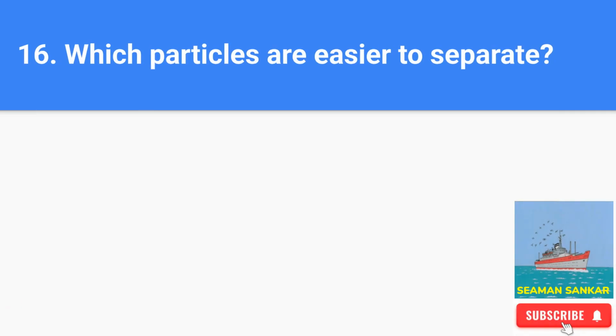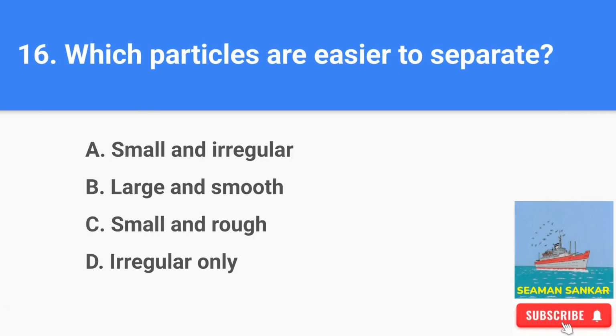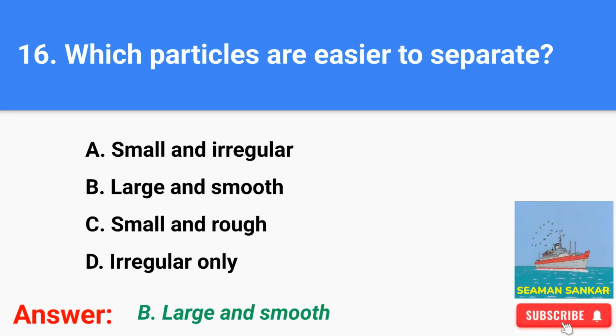Question 16. Which particles are easier to separate? A. Small and irregular. B. Large and smooth. C. Small and rough. Or D. Irregular only. The answer is B. Large and smooth. These particles settle faster and are easier to remove during separation.